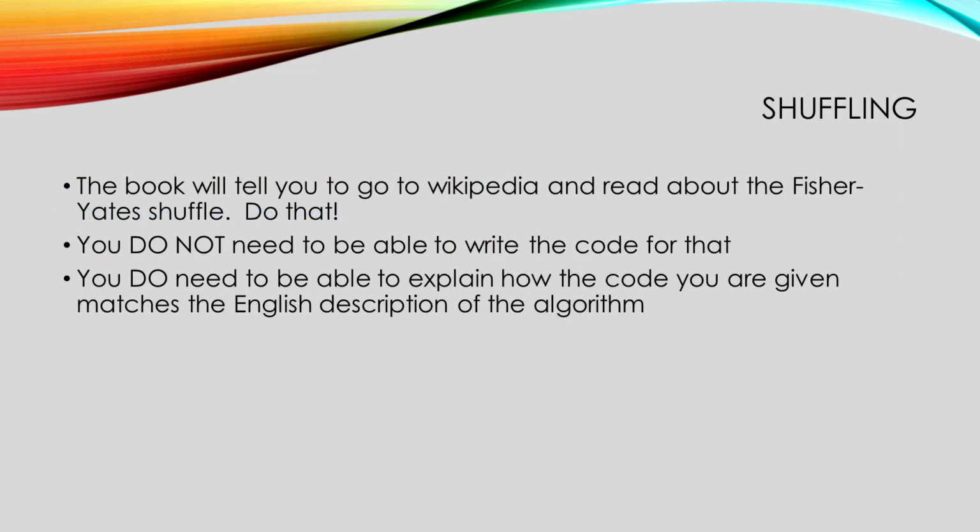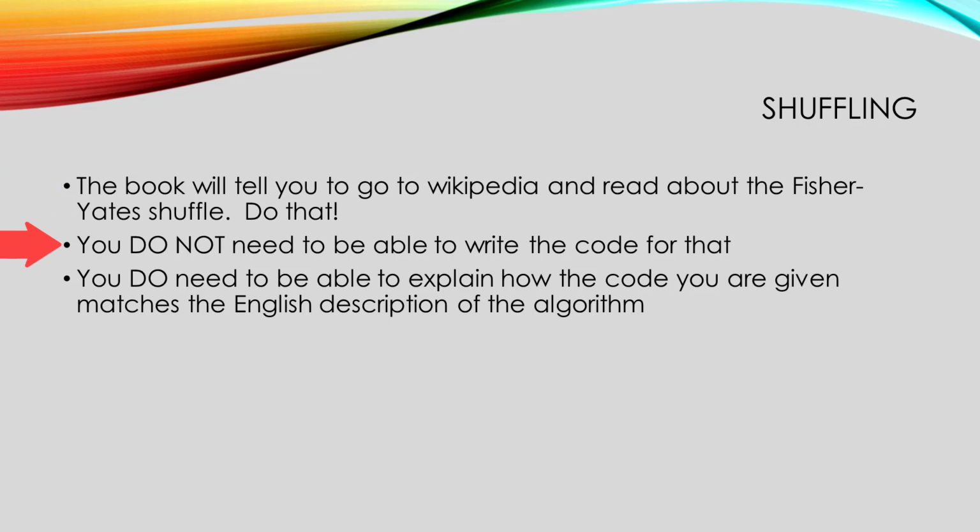The last thing we have to do is build a method that shuffles a deck. Shuffling cards is actually an area of computer science research, and there are a lot of algorithms for how to do it. We're using the Fisher-Yates shuffle, and the lab tells you to go to Wikipedia to read about it. That means that you should go to Wikipedia and read about it.